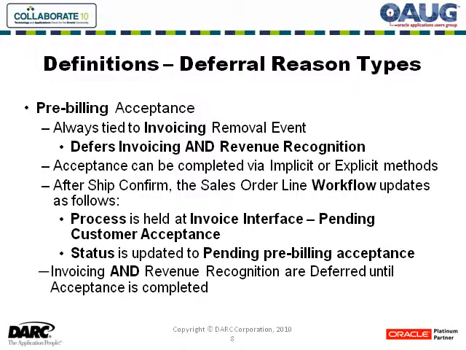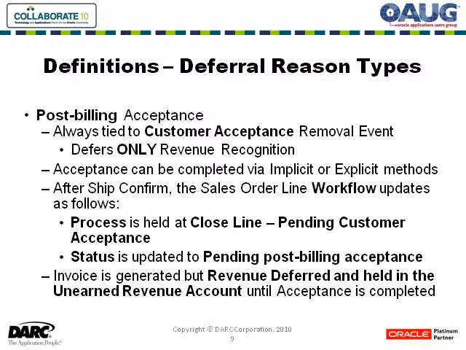After ship confirm, the sales order line workflow updates are as follows. The workflow diagram is held at invoice interface pending customer acceptance, whereas the status on the sales order line is updated to pending pre-billing acceptance. Again, because both invoicing and revenue recognition are deferred, they cannot be processed through the system until the acceptance is completed.